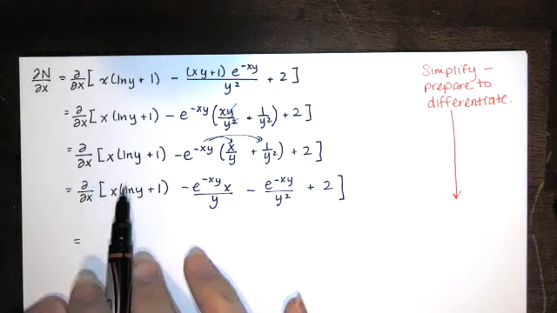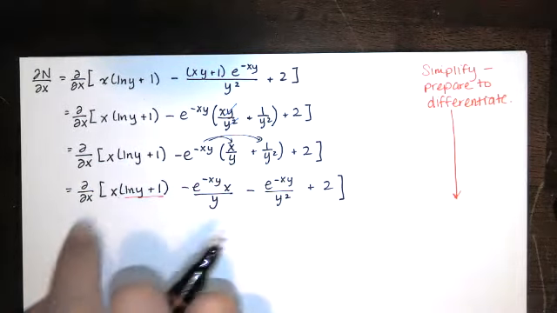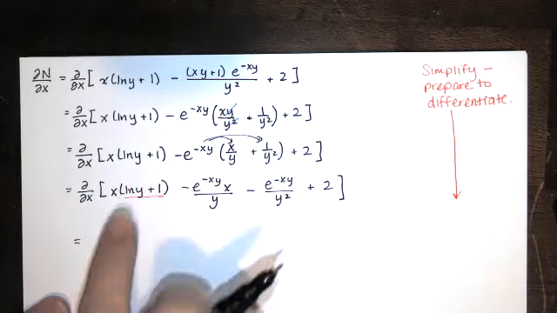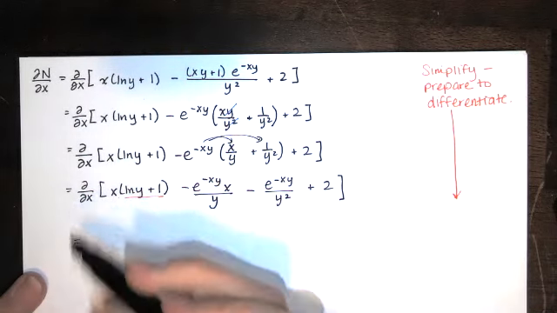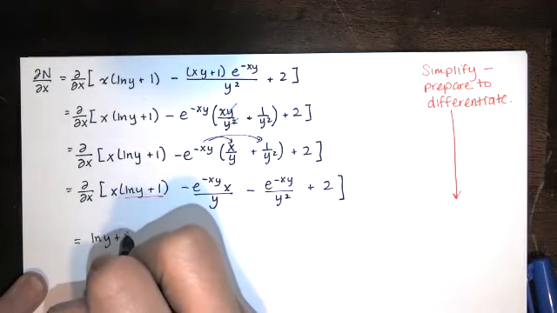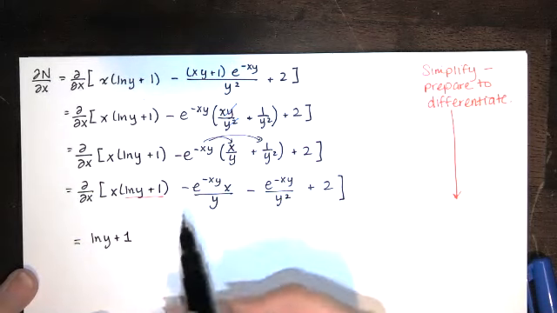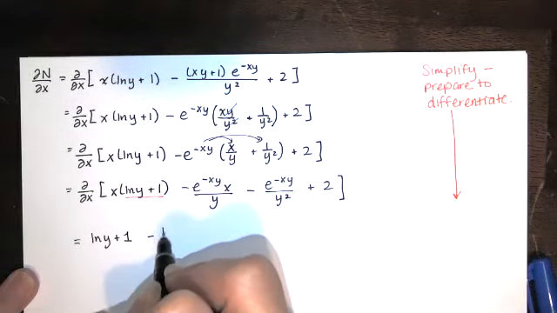Okay, now I've got a function of y times x. We're treating y as a constant, so this is a constant times x. The derivative of a constant times x is just the constant. So we bring the constant down. Okay, here, the y is a constant, so I can bring out the -1 over y as a constant.